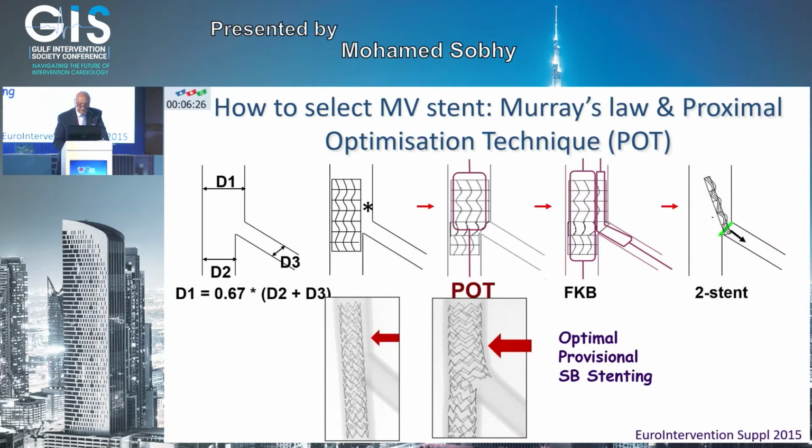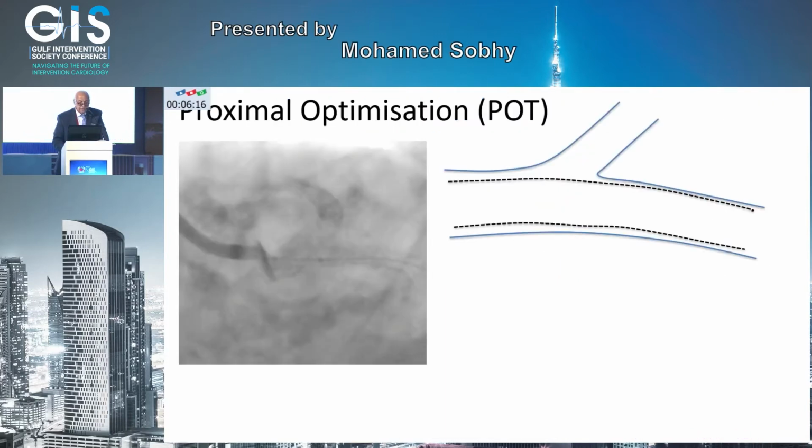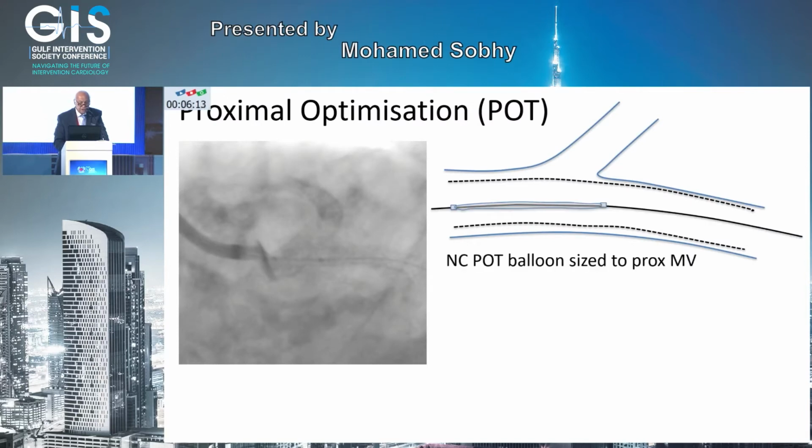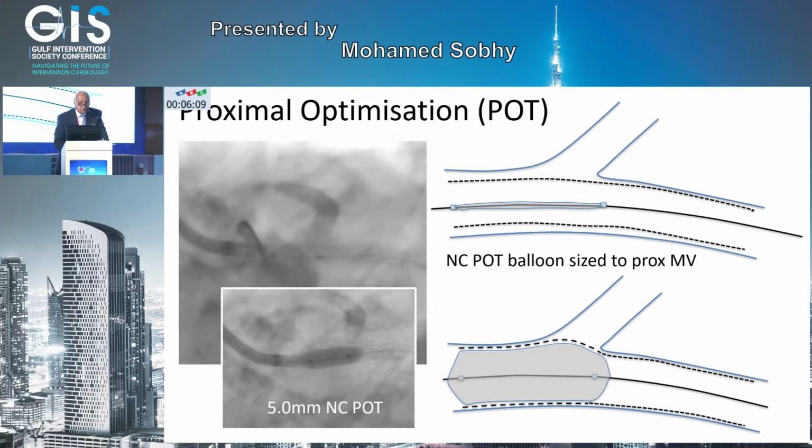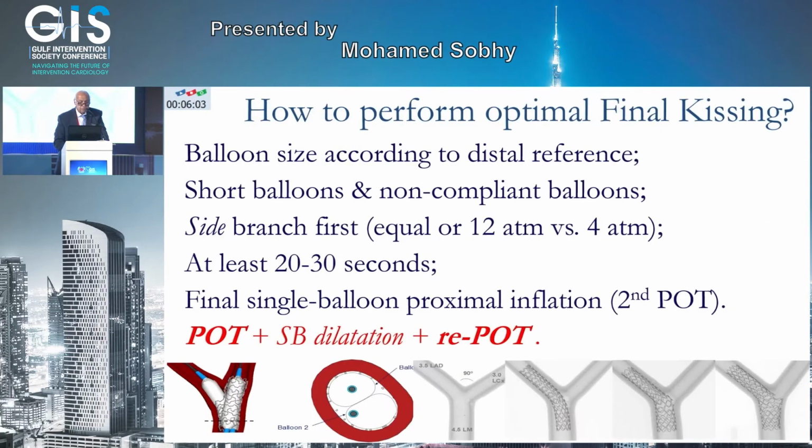How can we make it? This is the POT for the proximal optimization. It's how to select. This is Murray's law and the proximal optimization technique. It's called POT, proximal optimization technique. As we can see here, for proximal optimization, this is used with a non-compliant balloon sized according to the proximal main vessel. As you can see here, the main vessel takes a 5 millimeter non-compliant balloon.